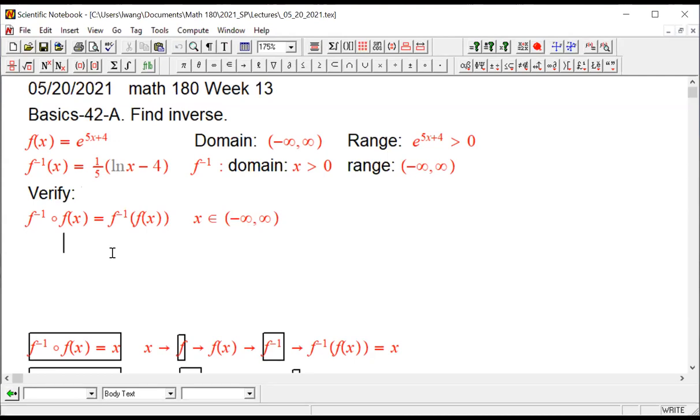And next, we have f inverse. Now f of x, what is f of x? F of x is this guy.